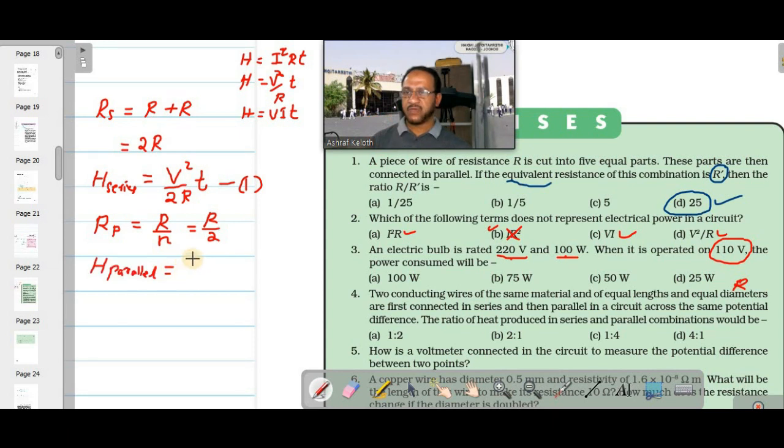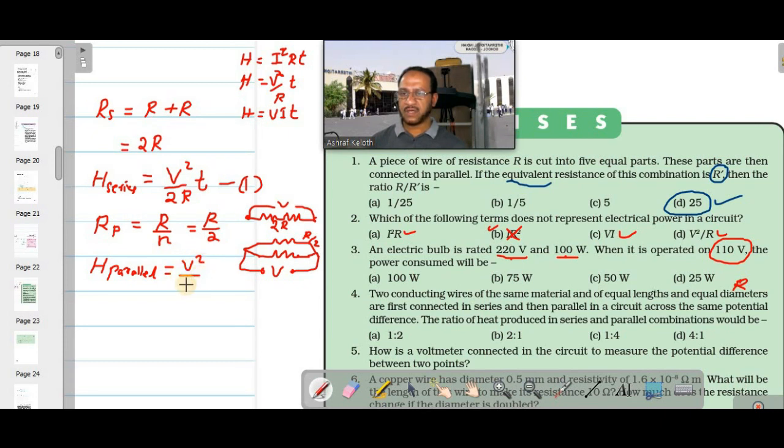Heat produced in parallel combination. Between these two ends we are giving the potential V volt. If the same two resistors are connected in parallel like this, here also we are giving the same voltage V volt. If this is 220, here also 220. Here resistance will be 2R, R plus R will be 2R, total resistance. Here will be R by 2, because this is R, this is also R. Then we do the parallel combination, total resistance will be R by 2.